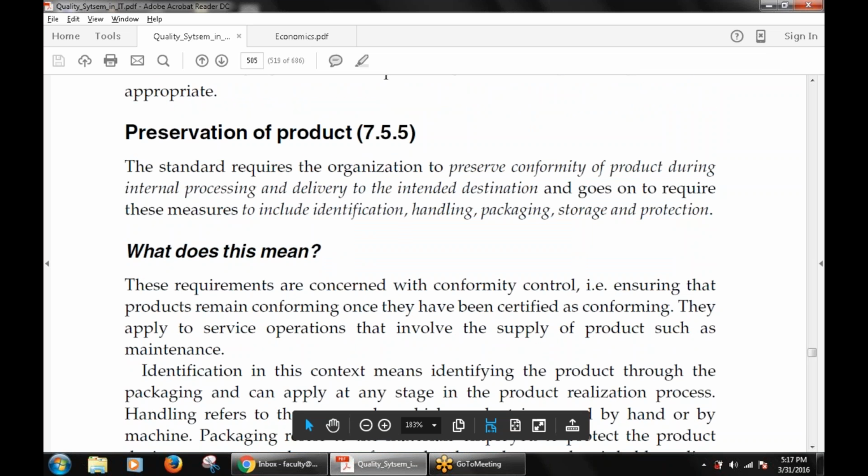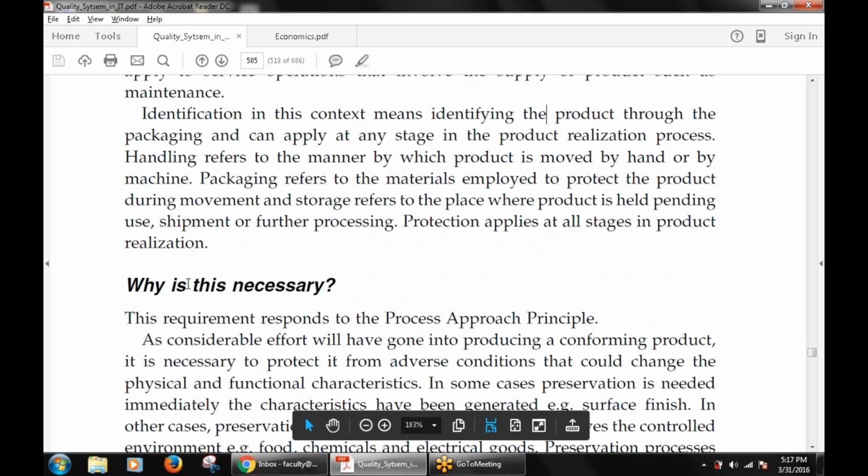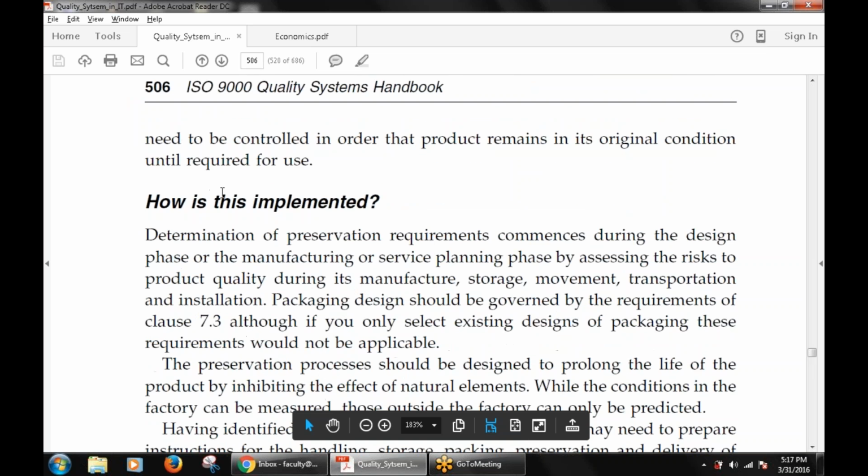What does this mean? These requirements are connected with conformity control, that is ensuring that products remain conforming once they have been certified as conforming. Why is it necessary? That responds to the process approach principle. How is it implemented? So determination of the preservation requirement.